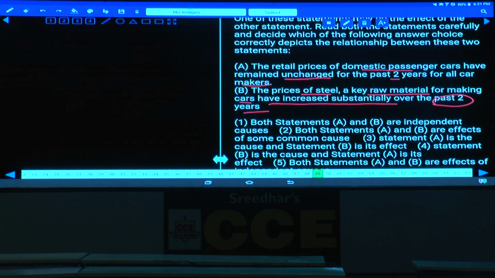Why the prices of steel have increased here? For this one there could be a different reason. Maybe the raw material of the steel has increased, isn't it? Hence what is your answer here? A is the result, B is also the result, and these two are the effects.